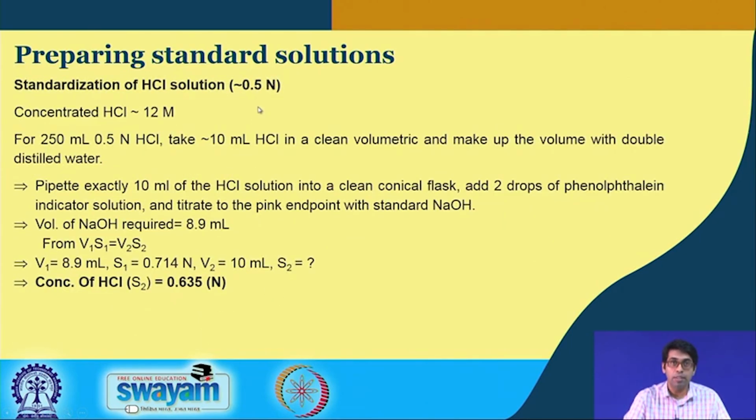Similarly, using this sodium hydroxide solution, we determined the strength of the hydrochloric acid. So, we prepared 0.635 normal hydrochloric acid, which was used to drop the pH of the amino acid to less than 2.